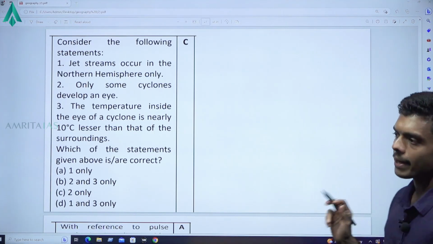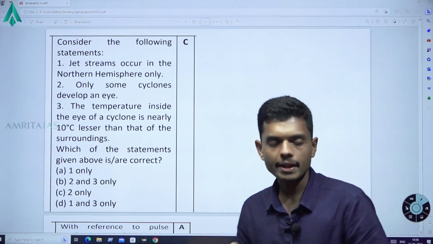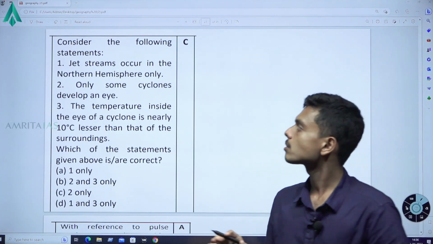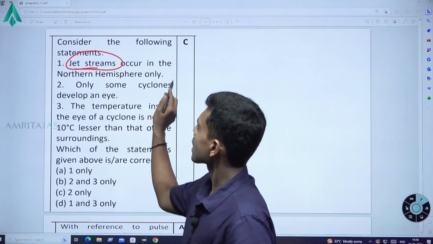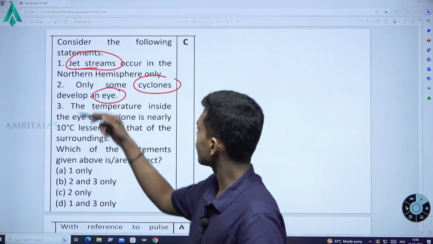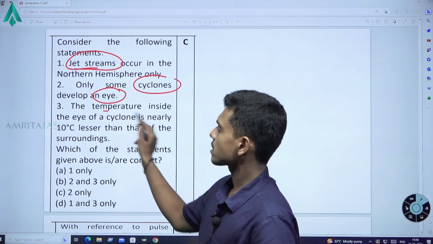Climatology, the questions are very basic. You need very conceptual understanding. So this question was regarding the concepts of jet stream, cyclones, eye, and the temperature inside the eye.